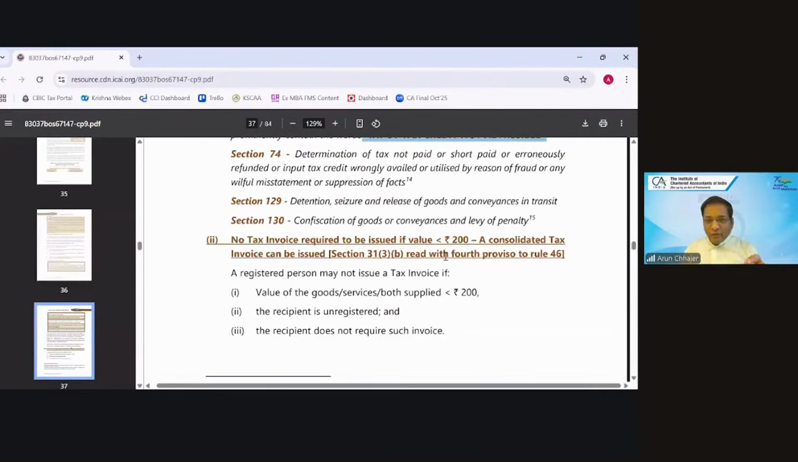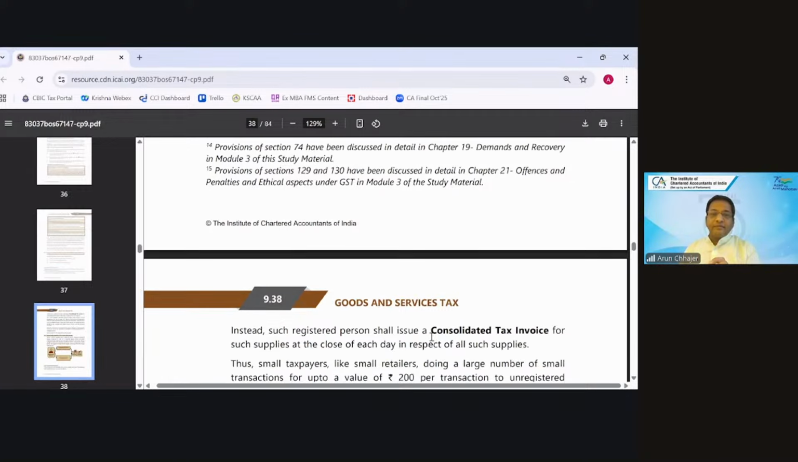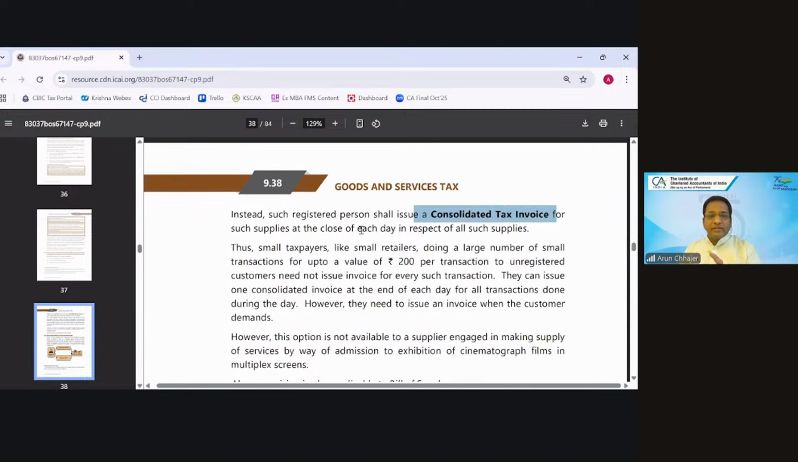So if the value is less than 200, then according to the fourth proviso to Rule 46, if the value is less than 200, the recipient is B2C, and the recipient does not require the invoice, in that case you can issue the consolidated tax invoice for daily. The fourth proviso to Rule 46 says that consolidation is permissible, but that should be for each day, not month, not week, quarter, etc.